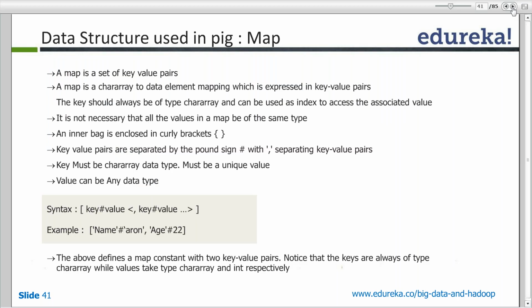Okay, so the next thing is map. Again, map is very rarely used, but you should know what a map is. It's very simple, just like a Java map. A map is a set of key value pairs. A map is a char array to data element mapping, which is expressed in key value pairs. There's a mandatory thing in a map that your map's key should always be a char array. Pig cannot accept a key to be any data type other than char array.